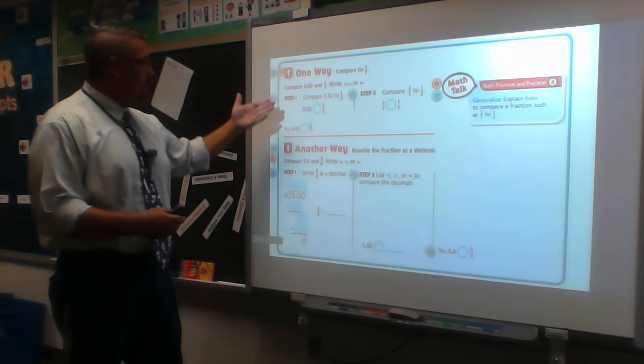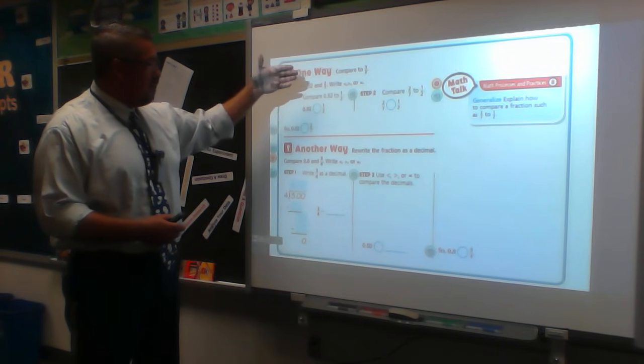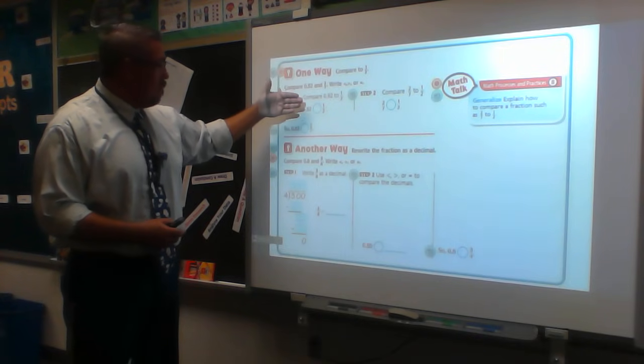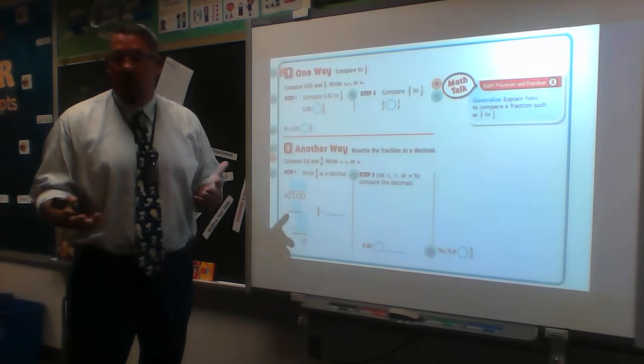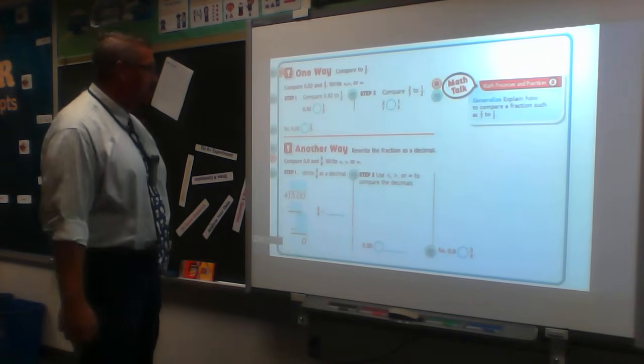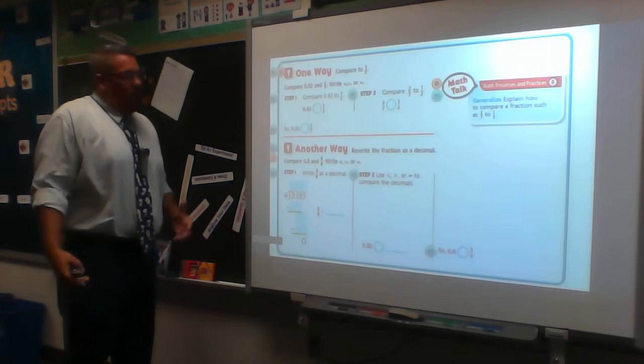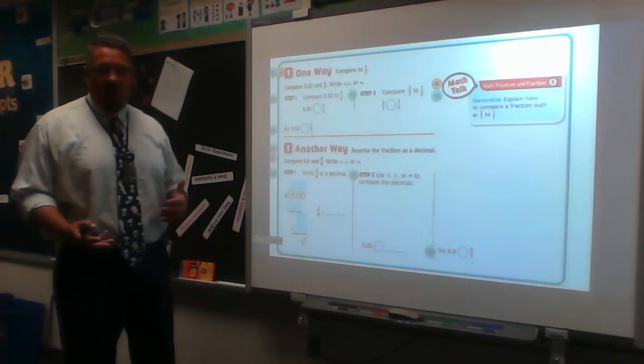So it tells me to compare the 92 hundredths and the 2/7. I'm going to compare each of them first to 1/2, and that should show me the relationship of each to the other.